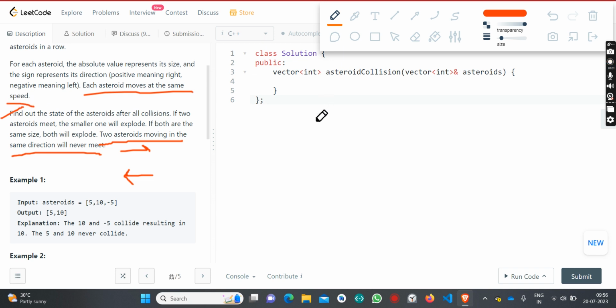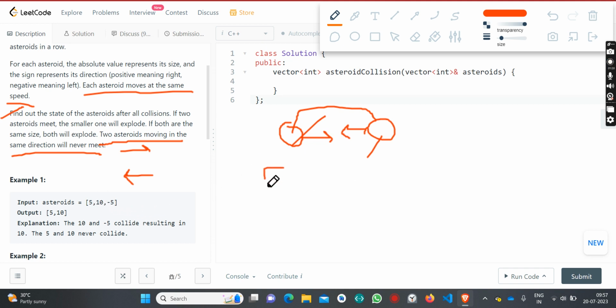So let's understand the problem. Suppose there is an asteroid moving to the left, and there is another asteroid which is moving to the right. Then if they collide, the one with the smaller size will explode, and if both are of the same size, then both will explode. Let's understand the examples.